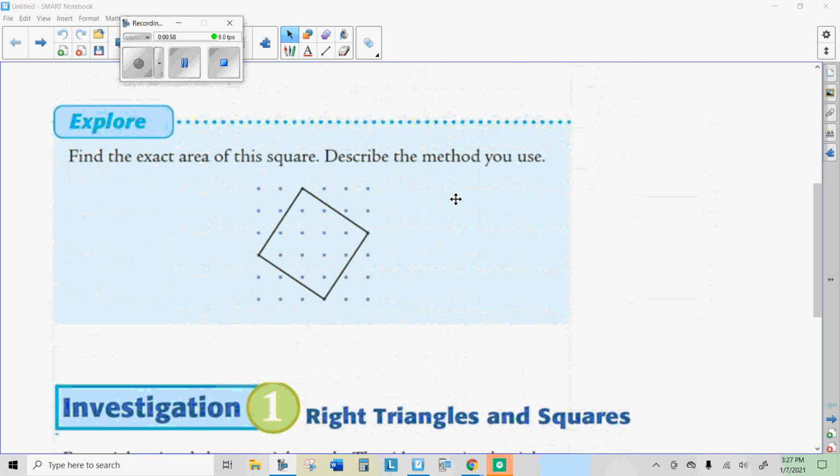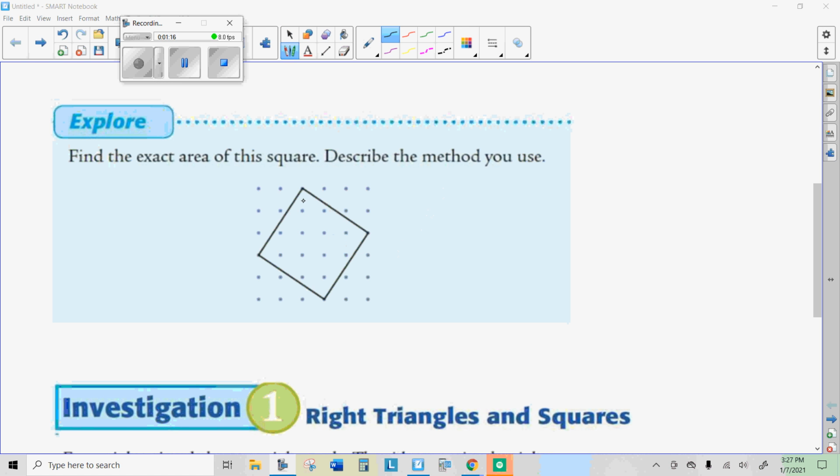So let's try this right now, you guys. We want to find the exact area of this square. To do that, you basically just need to add up how many squares fit inside it. See how close you can come, and then I'm going to show you a pretty cool way of doing that.